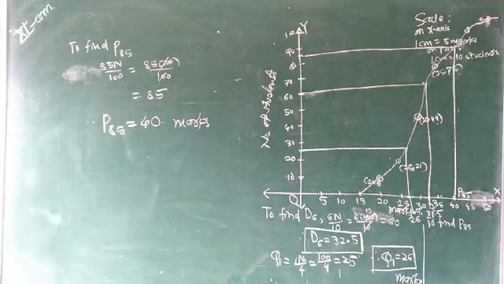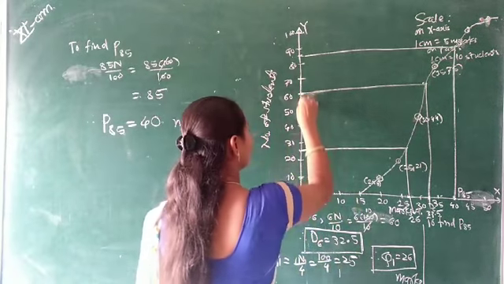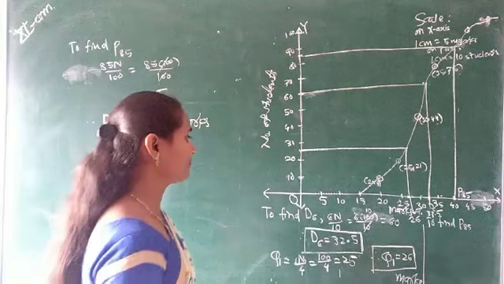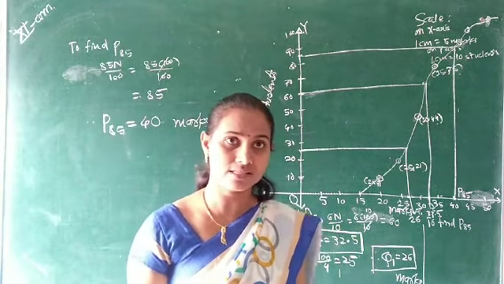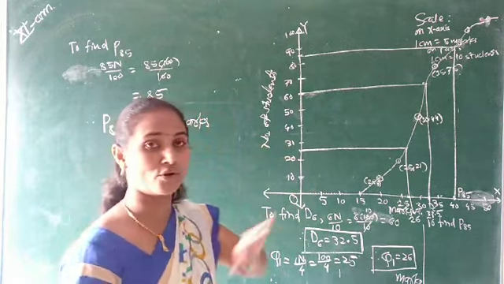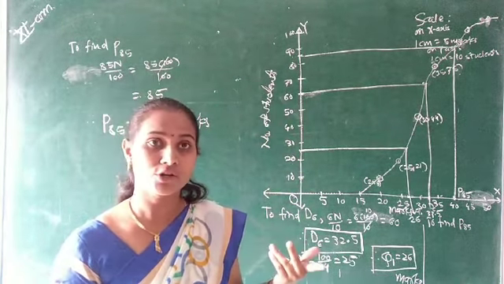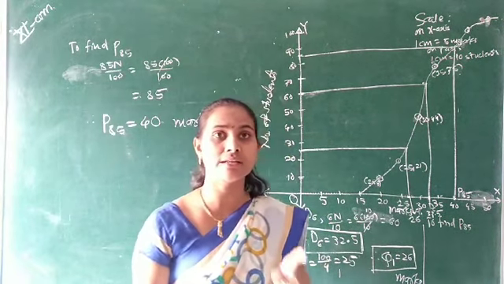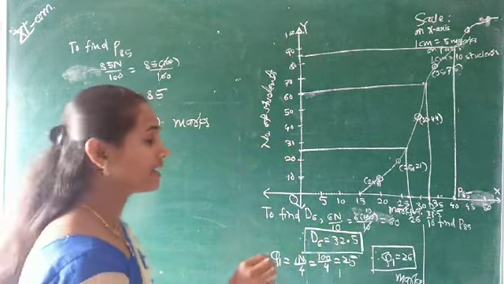This graph is called a less than ogive curve. Take the scale on the x-axis and y-axis very carefully. First, remember that on the x-axis we take the upper class boundaries, and the less than cumulative frequency we take on the y-axis. To draw the less than ogive curve, we take less than cumulative frequency on the y-axis and the upper class boundaries on the x-axis. The curve we draw on this graph is called a less than ogive curve.